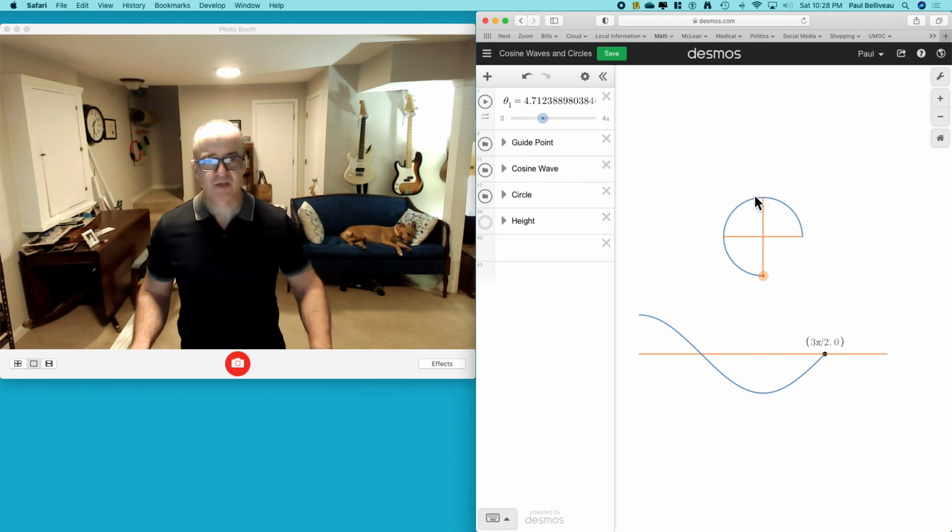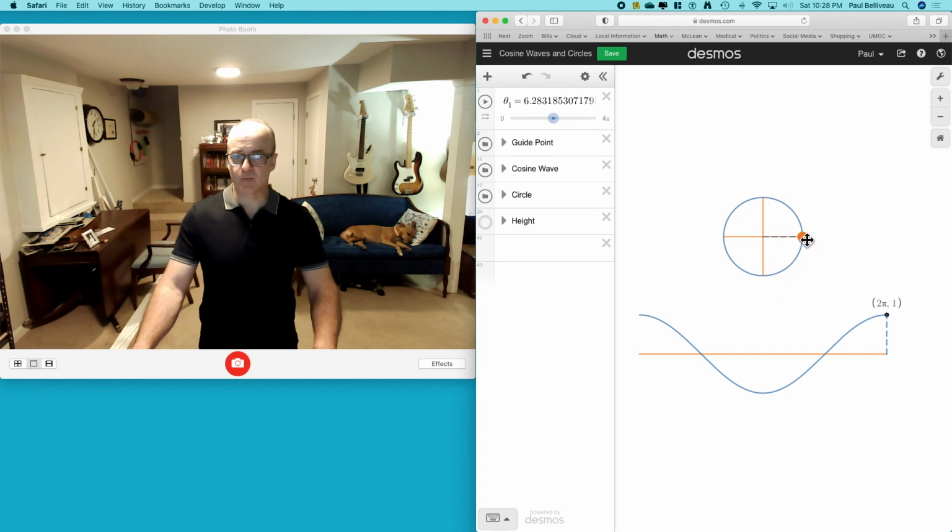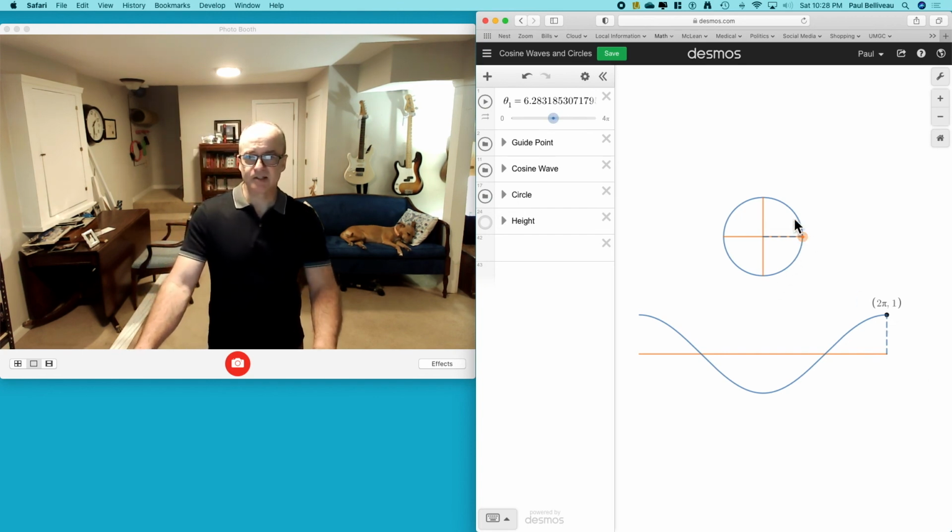So when you've walked 3 pi over 2 radians around your circle, you've moved 3 pi over 2 units down this horizontal axis, and you've started way to the right, wound up in the middle, wound up way to the left, wound up back in the middle, and as you complete your circle, you're back all the way to the right, where a cosine wave begins and where it ends. Once around the circle is also 1 full period of a cosine wave.